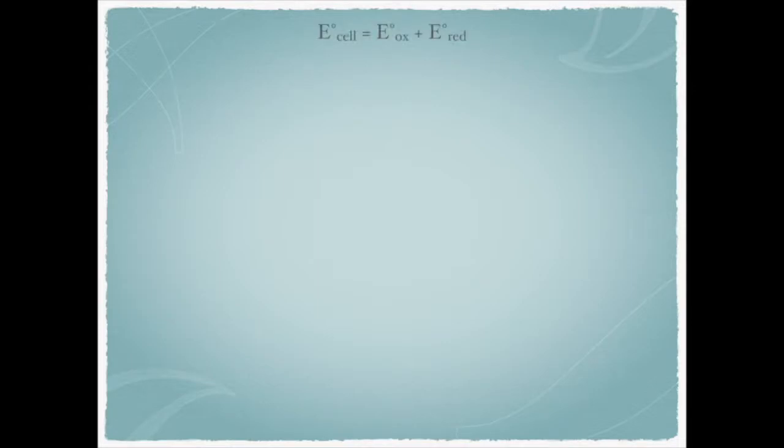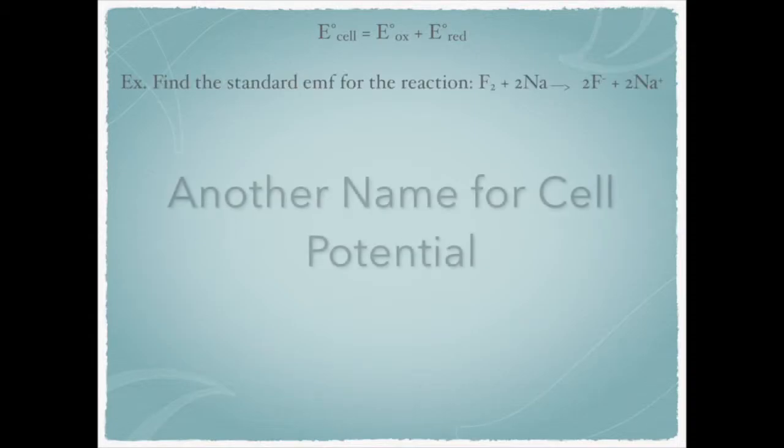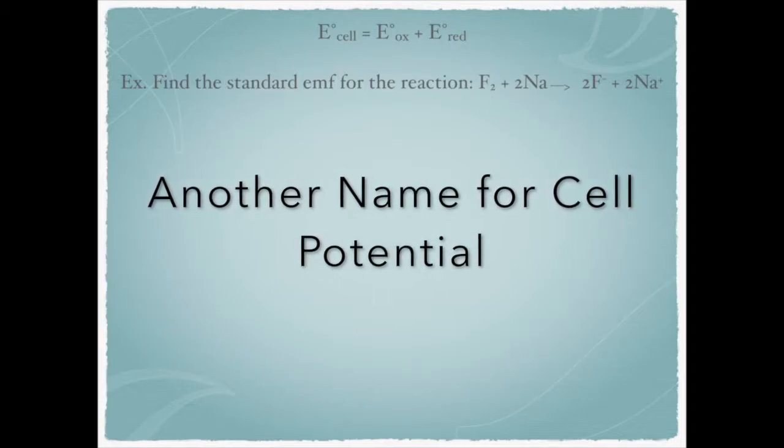So let's look at an example. To determine the cell potential for an overall reaction, which includes oxidation and reduction, all you do is take the cell potential for oxidation and add it to the cell potential for reduction. So let's determine the electromotive force for this reaction that's given to you.